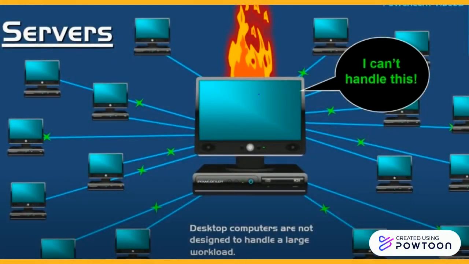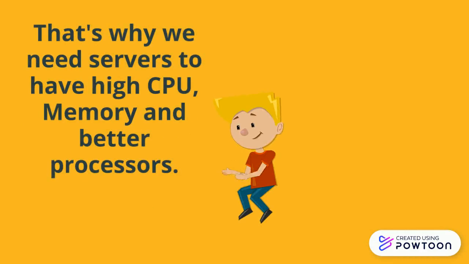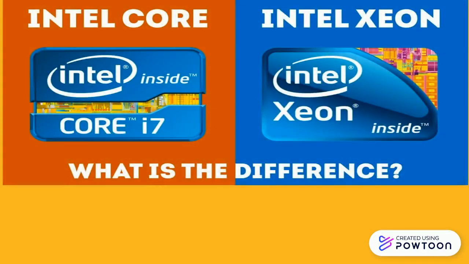But desktop computers have limitations. They can't handle large workloads. It's not only because of hardware, but also because of software. That's why servers need a high CPU, memory and better processors. For example, a desktop uses an Intel Core processor, and a server uses an Intel Xeon. Both processors are powerful, but Xeon processors are designed to communicate with multiple processors, whereas Intel Core cannot do it.